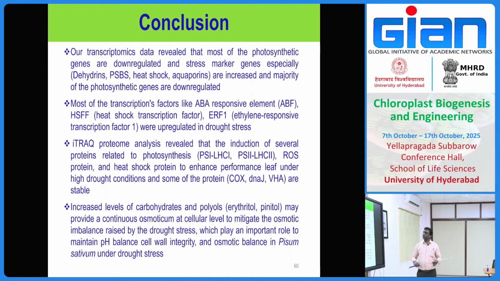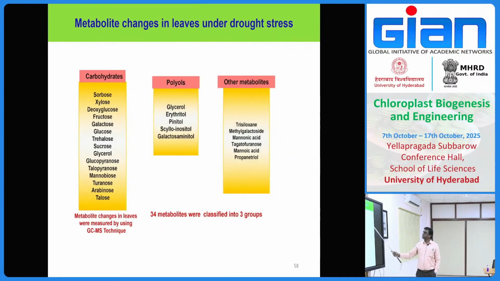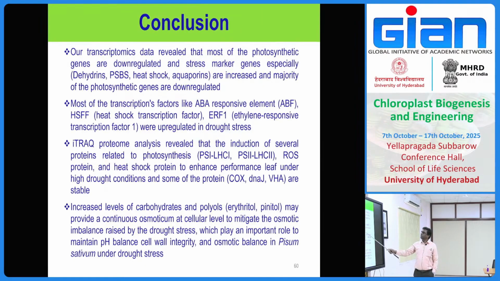you can read this here. Our transcript data revealed that most of the photosynthetic genes are down-regulated, and stress marker genes, especially dehydrin, PSBS, heat shock proteins, and aquaporins, are increased. Photosynthetic genes are majorly down-regulated because photosynthesis is getting affected, so most of the proteins related to photosynthesis decrease.